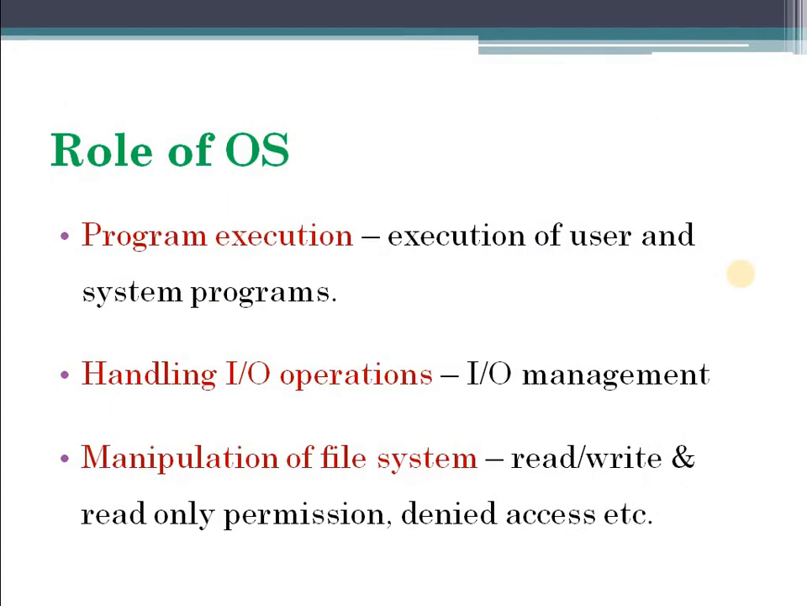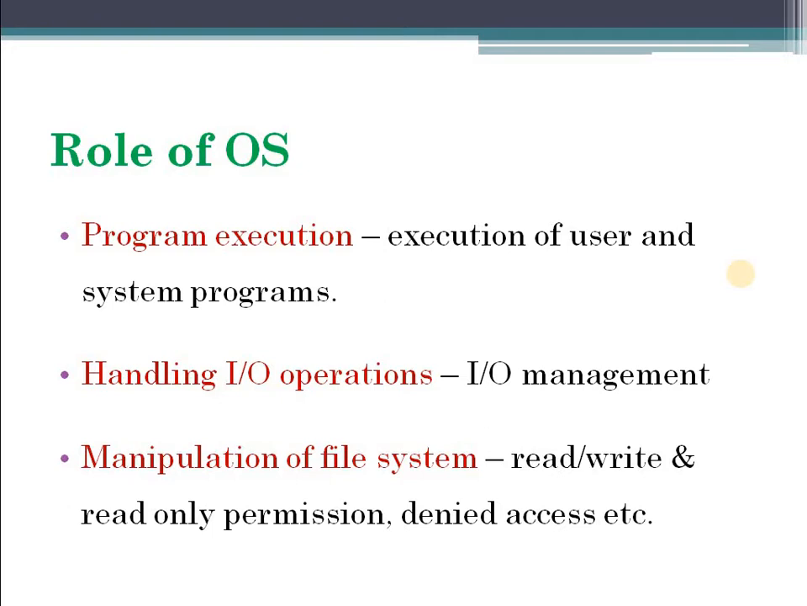What is the role? The operating system is there to execute programs, to handle input-output operations, and to manipulate file systems. In program execution, what happens? The user wants to execute some programs, and that is executed, and some programs internally want to execute something, and that is also part of execution. All these are handled by the operating system.